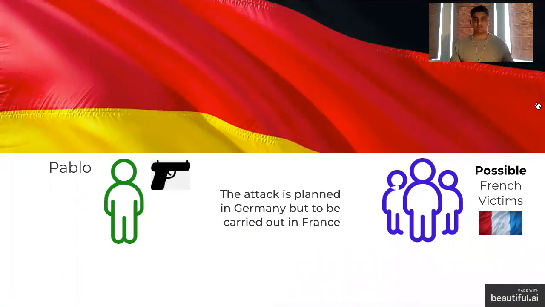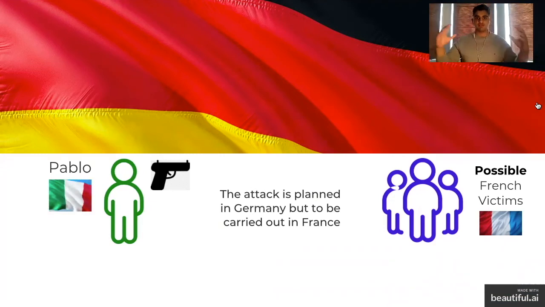He's in a German basement. He's carrying out his attack on French soil, and eventually he gets caught. His victims are going to be in France. The crime was going to take place in France. It was planned in Germany, and Pablo, which is interesting, is actually an Italian national.